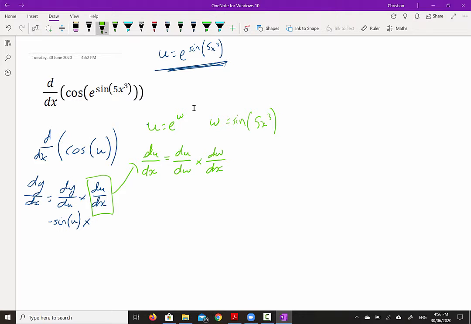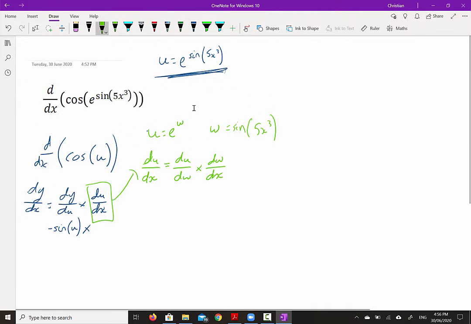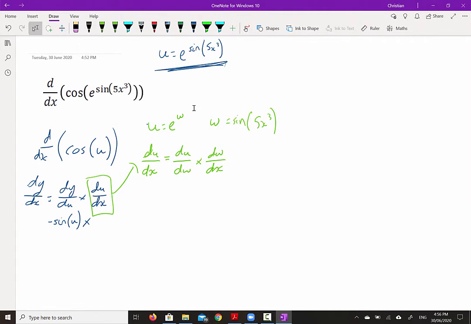Now this time, du/dw is relatively easy because the derivative of e to the power of w when it's in terms of w is just e to the power of w.